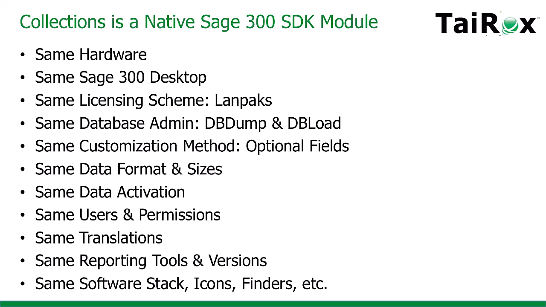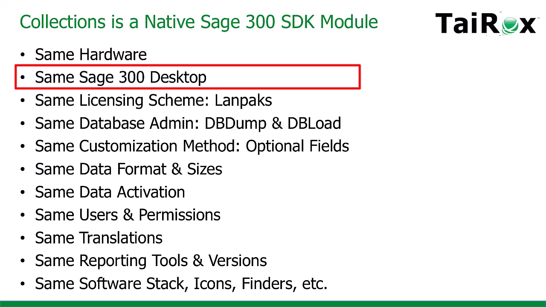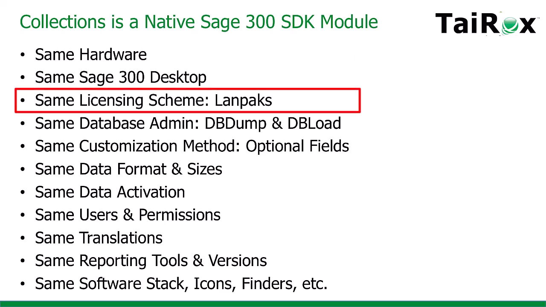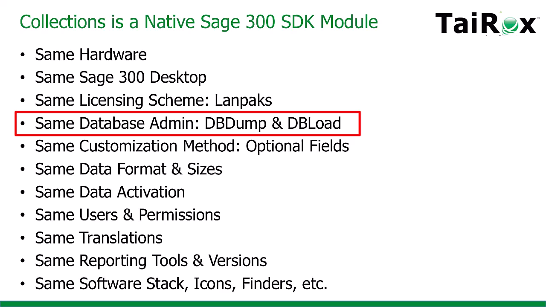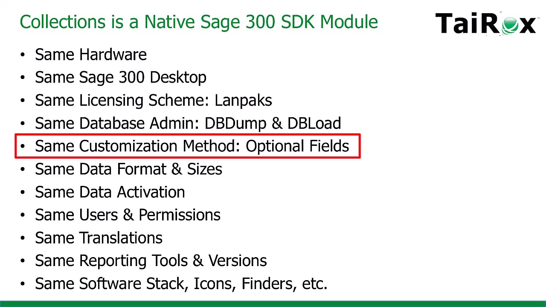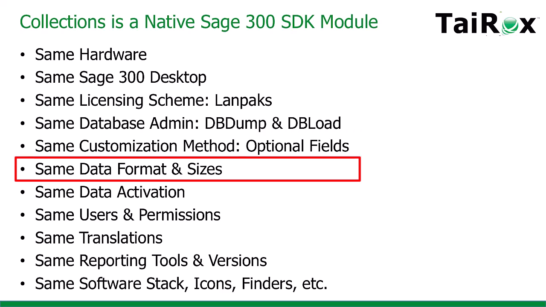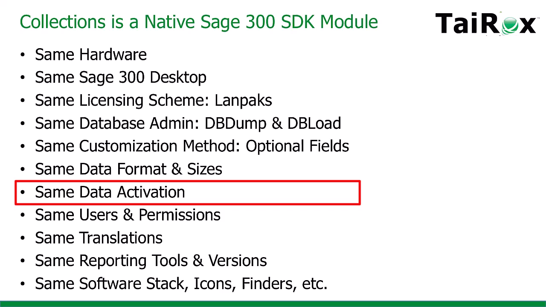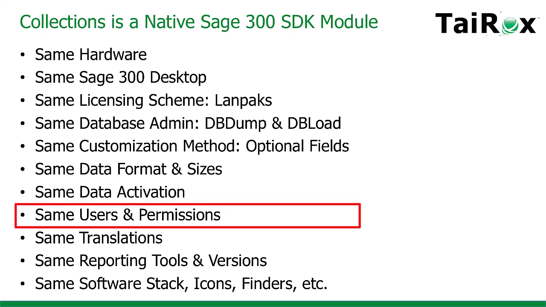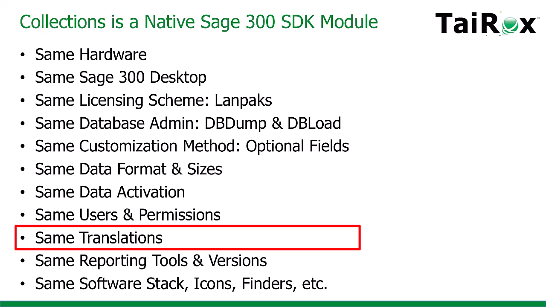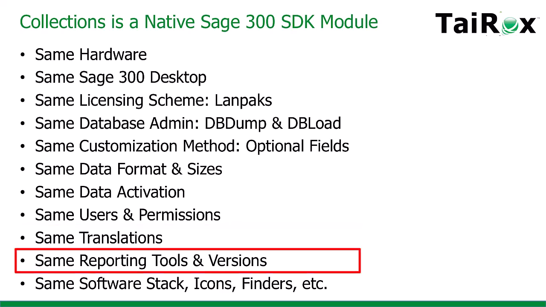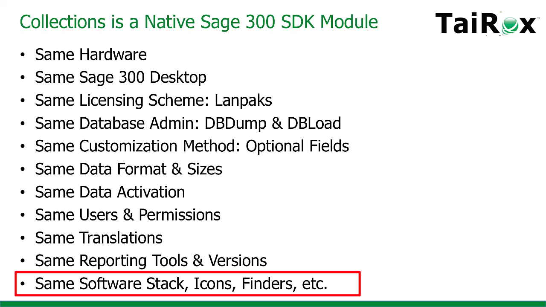In other words, with TaiRox collections, you use the same hardware, the same Sage 300 desktop, the same licensing scheme, LAN packs, the same database administration, DB dump and DB load, the same customization method, optional fields, the same data format and sizes, the same data activation, the same users and permissions, the same translations, the same reporting tools and versions, the same software stack, icons, finders, and so on.